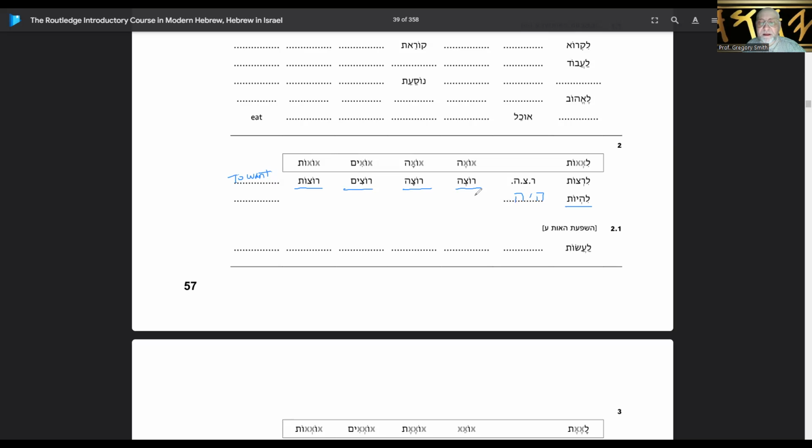Okay, and so it looks like you don't have any of this in here for that. You don't have a present tense because it's a sense of being, to be. And this is to be.